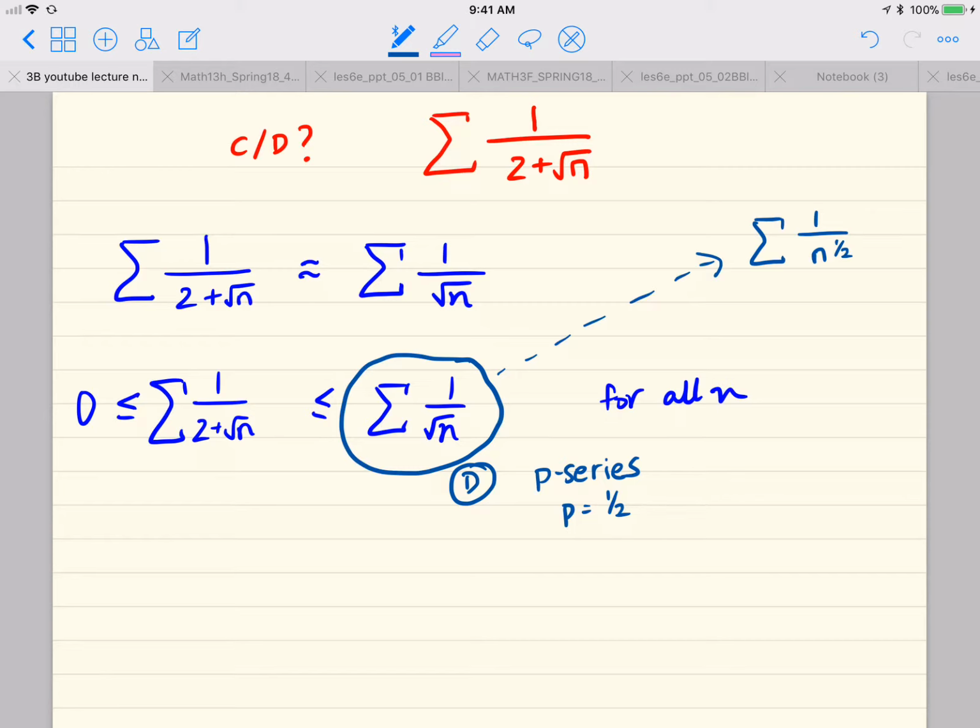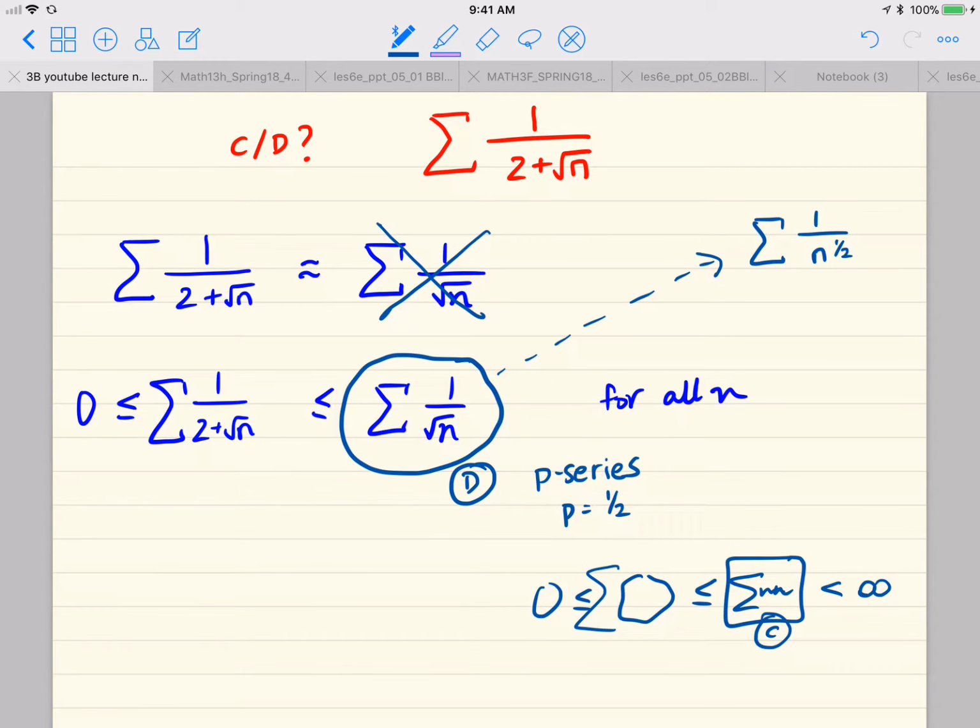We're in a situation where this was a poor choice, because the direct comparison test won't help us in this situation, right? Because remember, for a direct comparison test, you need to say that your series is kind of squeezed in between something that is convergent, right? So we're in a situation where we've got a divergent series.